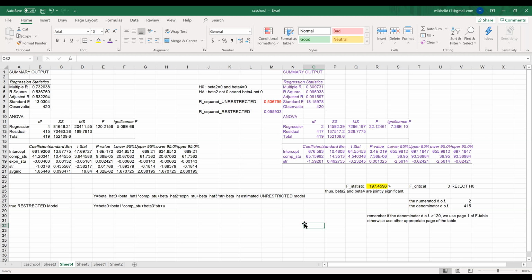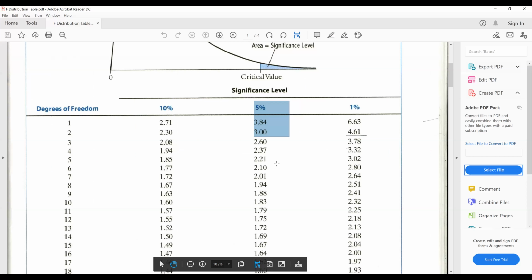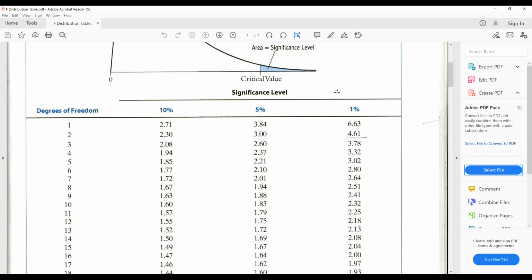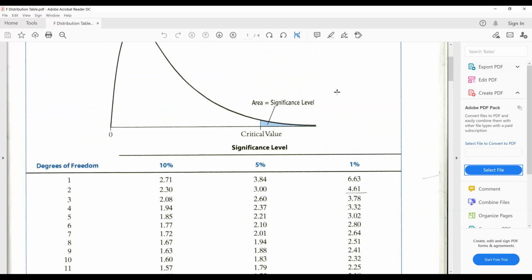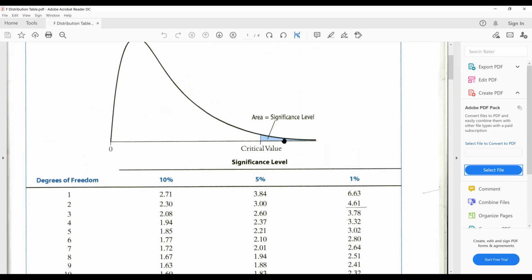Quick question. How do we know to reject when comparing the F stat to the F critical? Is it when the F stat is bigger than the F critical? Exactly. So if you look at this F table, do you see the F table? Yes. So the rejection region is in this blue area.